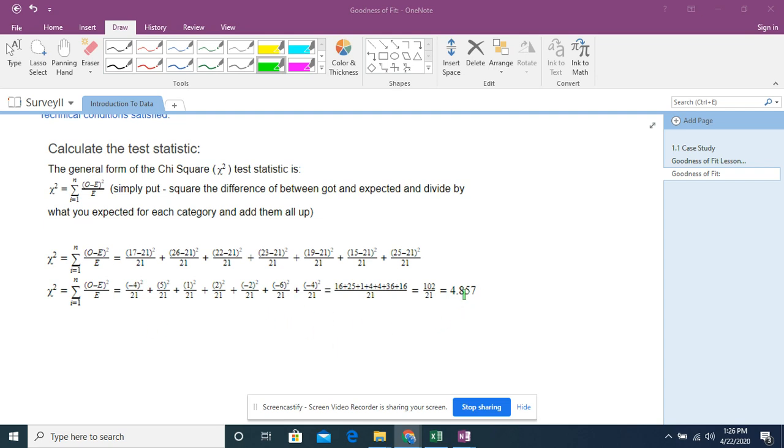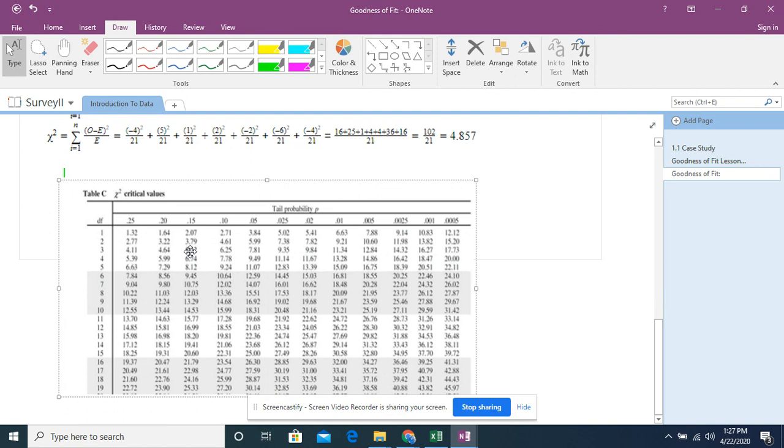So we have 4.857 as our chi-squared test statistic. So now we can go to our chart for the chi-squared test statistic and look up what the p-value is. The p-values or the tail probabilities will be up here, degrees of freedom here.